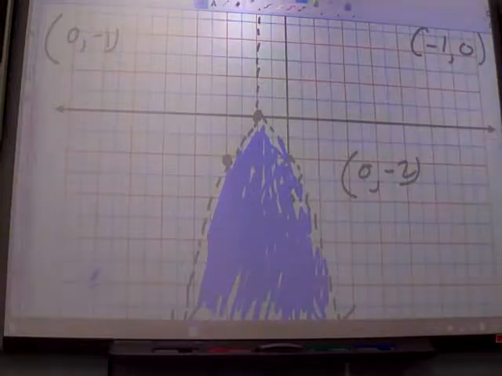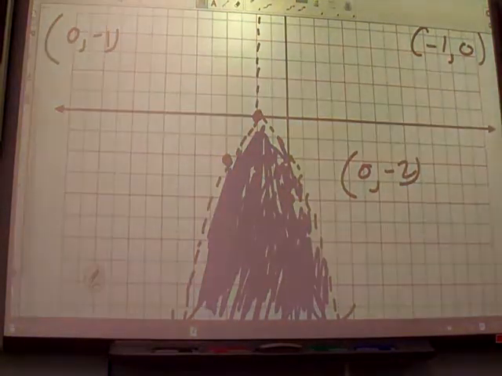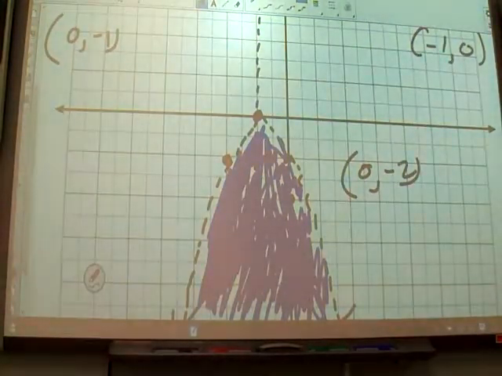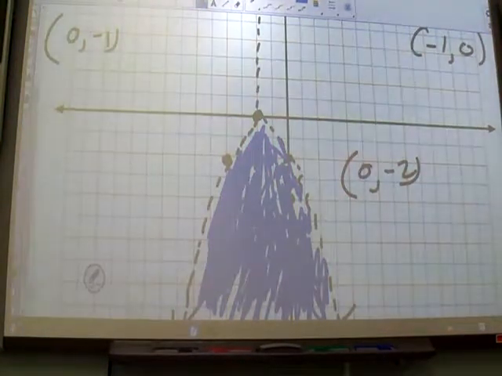Alright. Everybody okay on that? What if that had made a false sentence up there? Then you would have shaded everything out. I would have colored like crazy on the outside of that parabola. Okay?